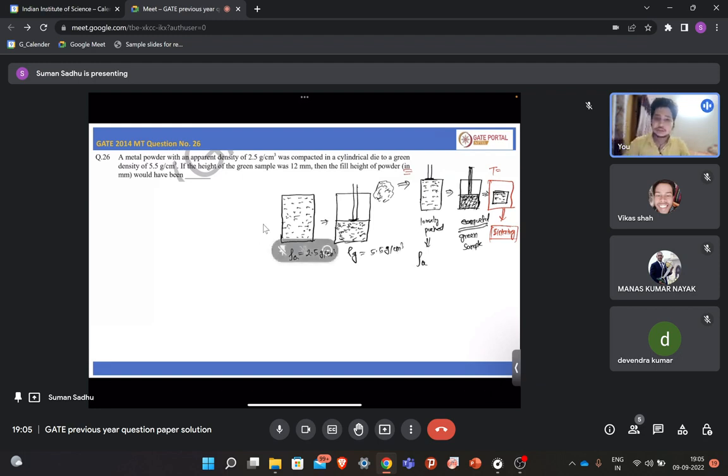Now you understood what is the apparent density and what is green density. Yes, sir. Okay, so can you people just tell me what is the significance of the apparent density and what is the significance of green density? Why do people use these parameters? Why is it important to know these parameters, green density and apparent density, for a powder? What is the significance?